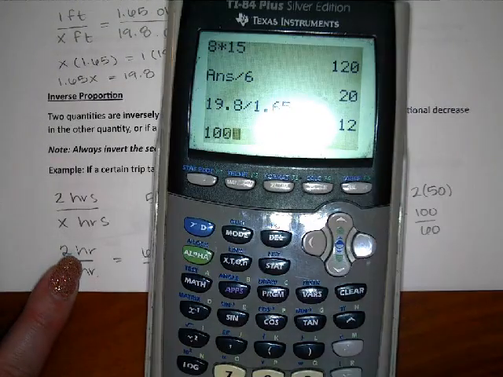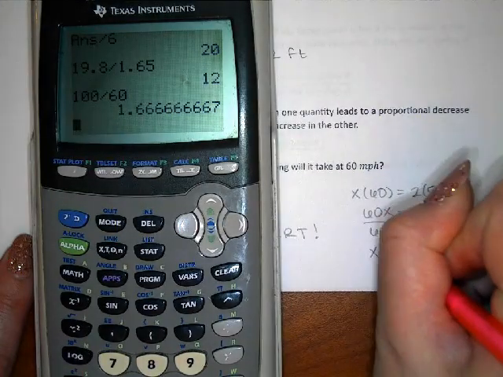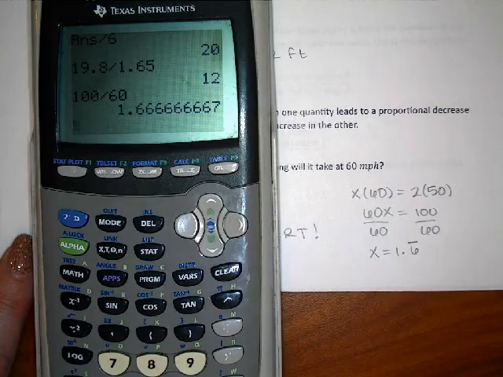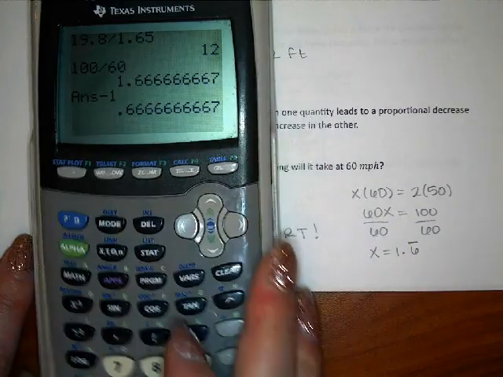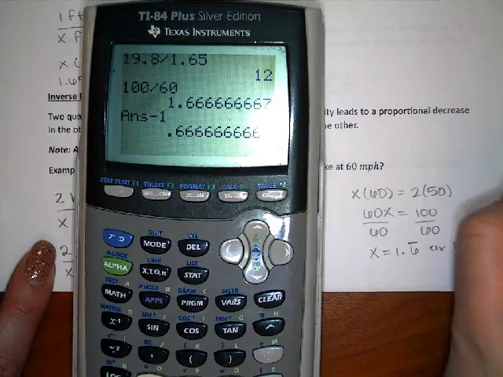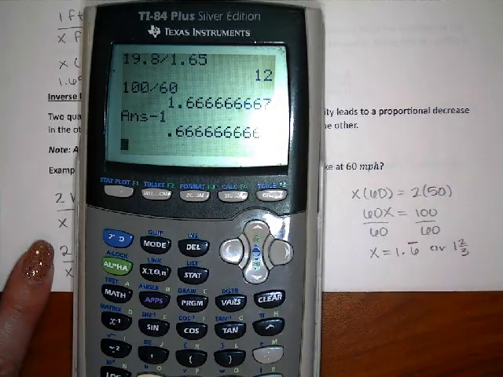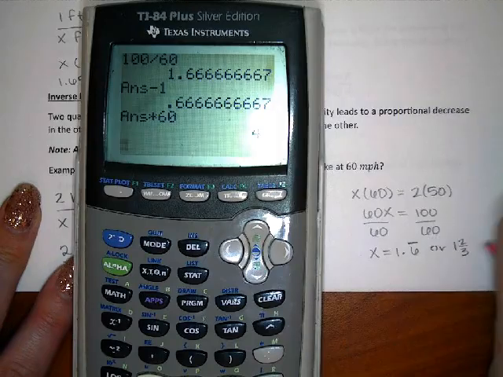So x is 1.6 hours, 6 repeating. And I'm going to go ahead and take away the 1 hour here. This number right here, this is a fraction. It's 2/3. 1 2/3 hours. Or if I want to figure out how many minutes that is, I can multiply this by 60 because there are 60 minutes in an hour, so times 60. So this would be 1 hour and 40 minutes.